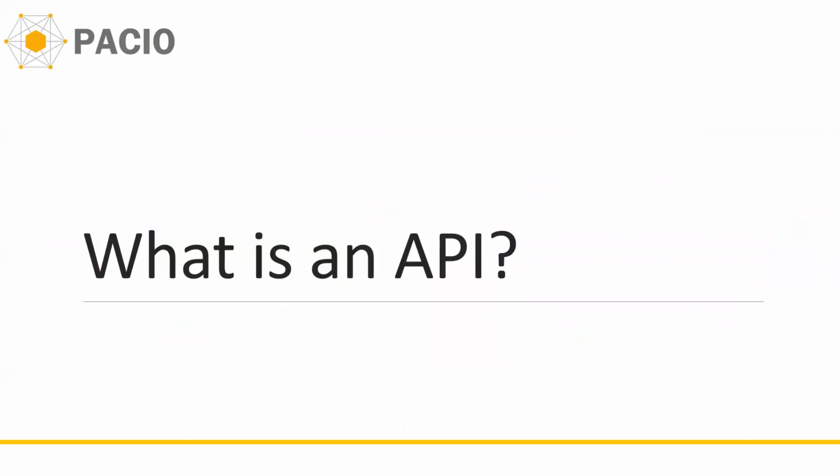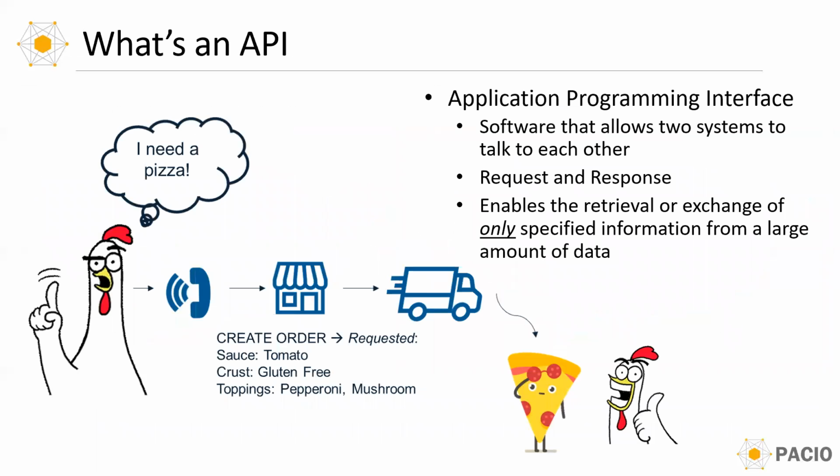What is an API? An API, or an application programming interface, is software that allows 2 systems to talk to each other using a request and response format. It enables the retrieval or exchange of only specified information from a large amount of data. For example, when you order a pizza, you don't have to specify all the toppings you don't want. You simply specify what you do want, and the API in this example would fetch your pizza, including only those items.